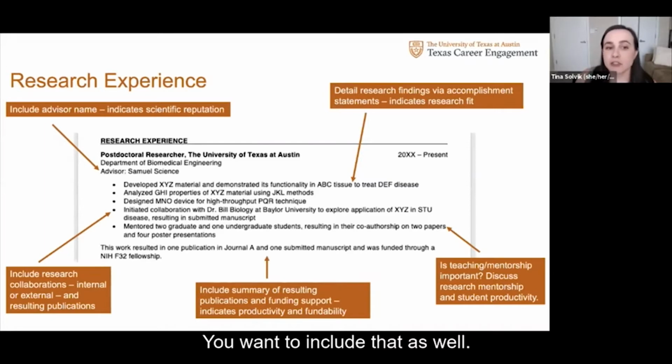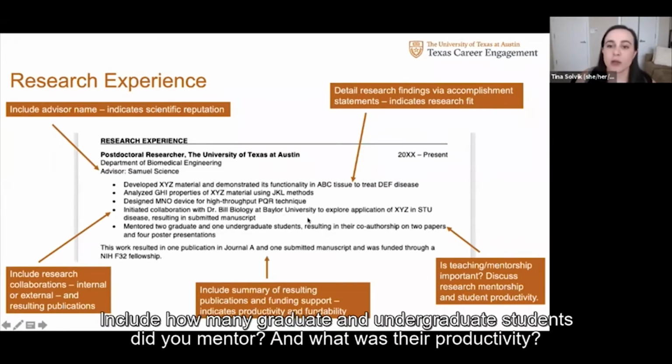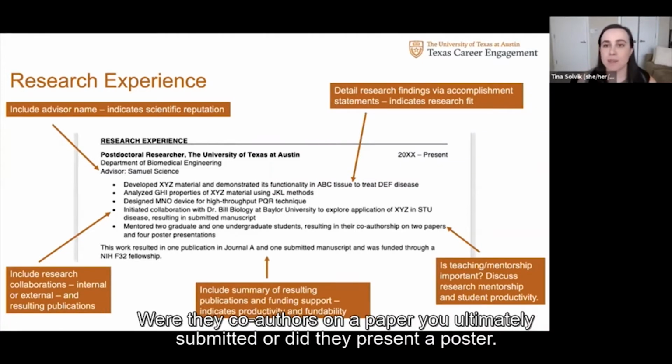And then especially if you're applying to research and teaching roles or teaching roles, you're going to want to mention your mentorship of people in the lab. So include how many graduate and undergraduate students did you mentor? And what was their productivity? Were they co-authors on a paper that you ultimately submitted? Or did they present a poster at some research conference? Talk about your ability to mentor someone in the lab and for them to be able to succeed and be productive scientifically.